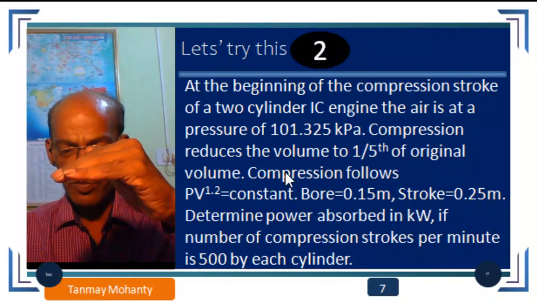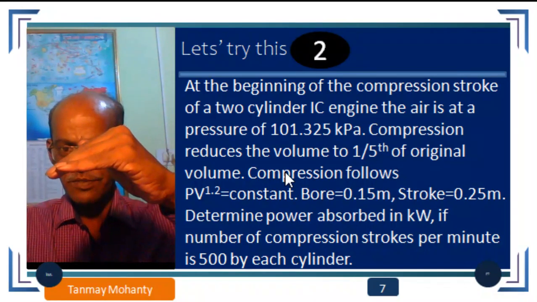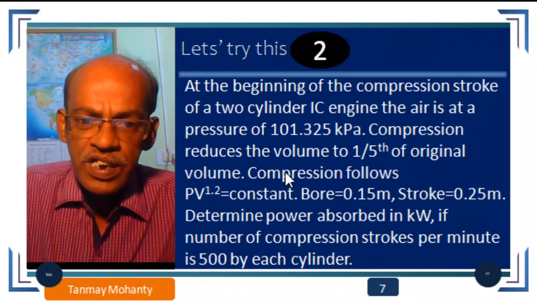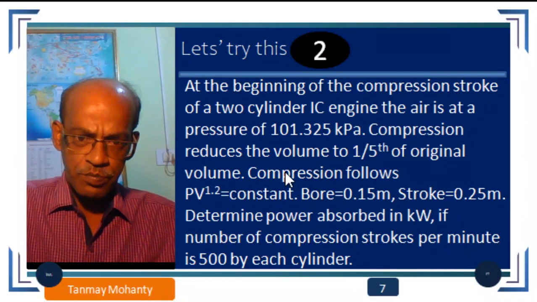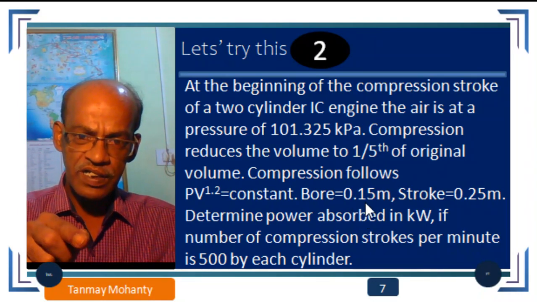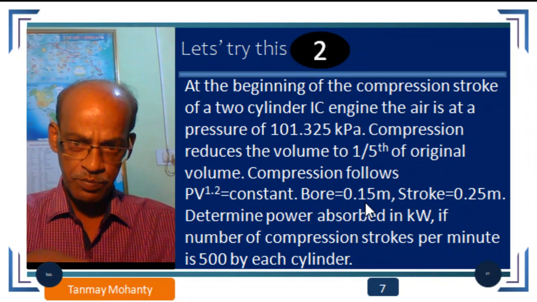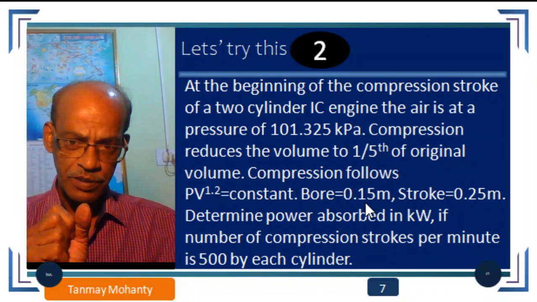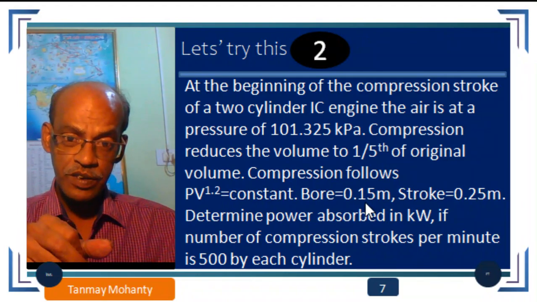Earlier this much volume of gas was there. Now the piston compressed it, and the volume became 1/5. Now the question is telling that this compression follows PV to the power 1.2 equal to constant. That is a polytropic process. Polytropic compression. And also given bore equal to 0.15 meter. You can recall that animation we saw. Bore is the diameter of that piston, the diameter of that cavity, 0.15 meter. Stroke is 0.25 meter, the movement of the piston.